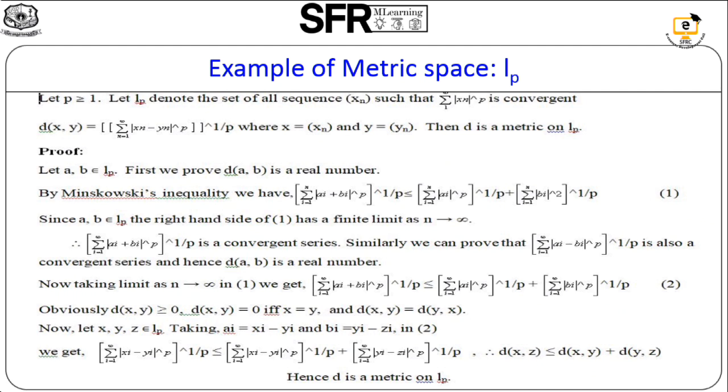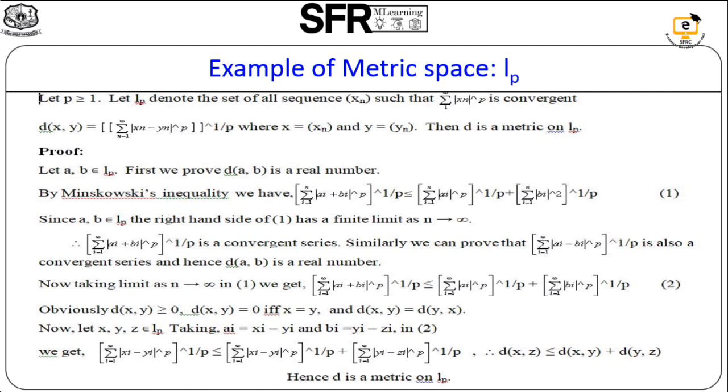And the next one, we are going to define an example of metric space in LP, that is an infinite sequence space. Also, we are going to check the set of all sequences xn. So we are taking p greater than or equal to 1. I am going to prove that D is a metric on LP. What is LP? LP denotes the set of all sequences xn such that the summation of modulus of xn power p is convergent.